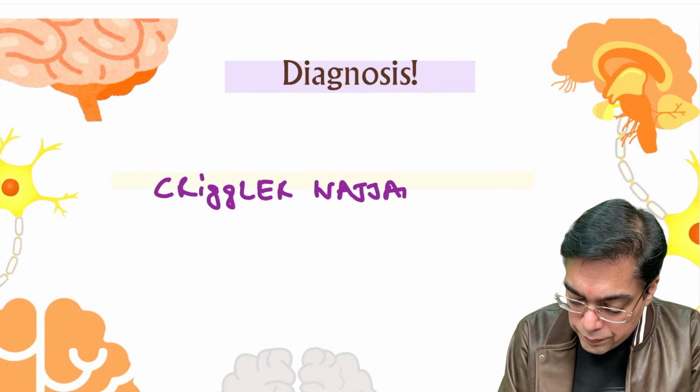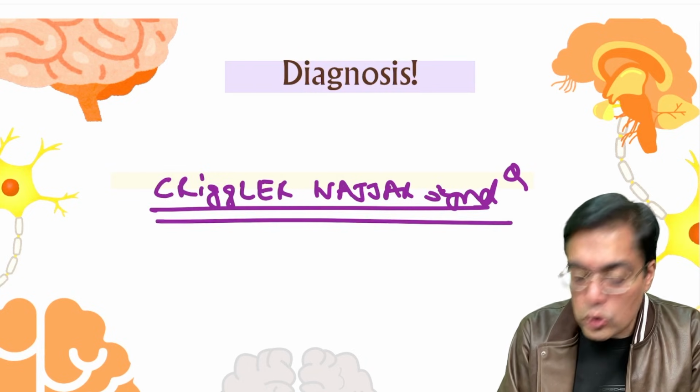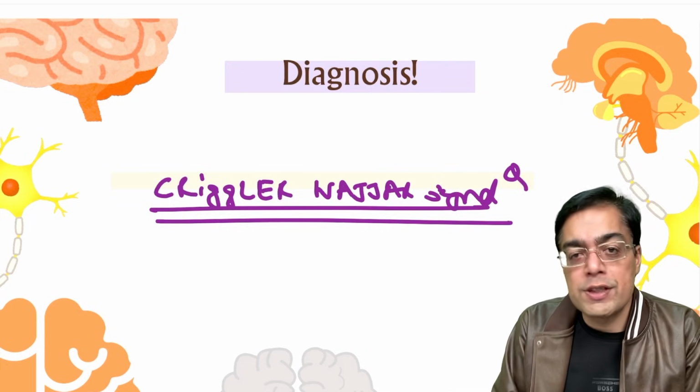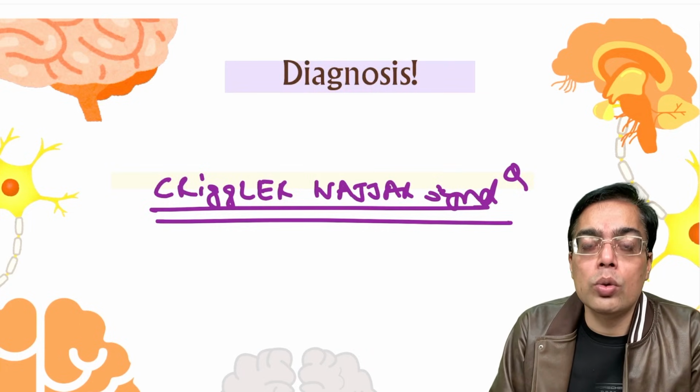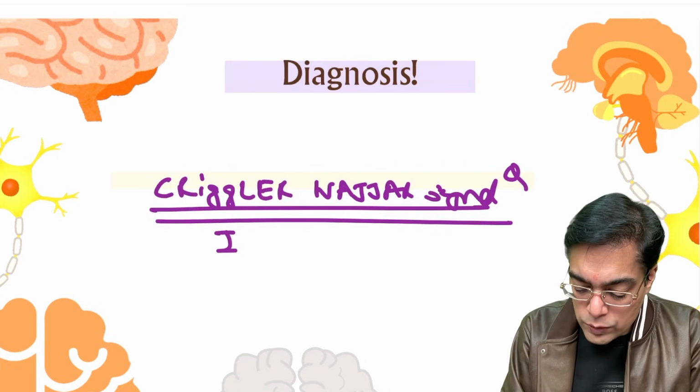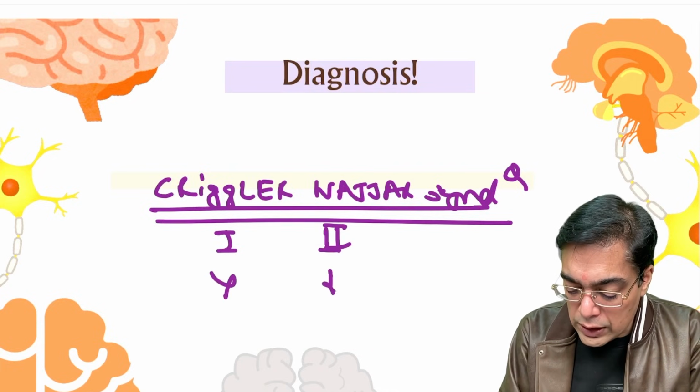Crigler-Najjar syndrome. Now, I would like you to recall that Crigler-Najjar syndrome has two variants. First variant, in which there is absence of enzyme activity. The UDP glucuronyl transferase is just not there. First one, the enzyme is totally absent. And the second one, in which you have the enzyme, but it is underactive.